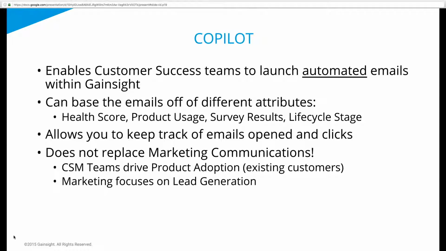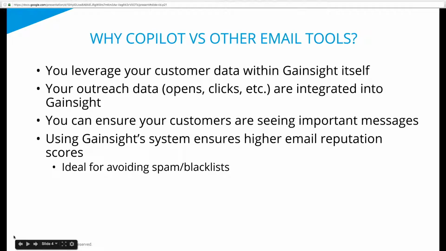So something that quite frequently comes up is people ask, why should they use Copilot compared to a different email tool that they might be using? So there are a couple different reasons that we recommend using Copilot. First of all, you're going to be able to leverage your customer data within Gainsight itself. Because all the information is already going to be listed in there, you'll be able to just continue building things off of the data that already represents itself. Your outreach data is all going to be integrated into Gainsight. That's the analysis that we're talking about. So you'll be able to look at all the different numbers all within one product.